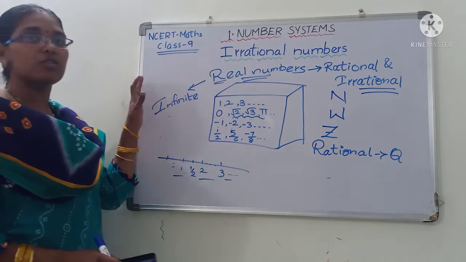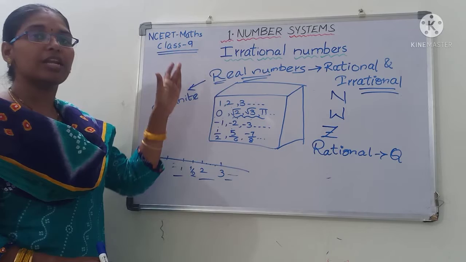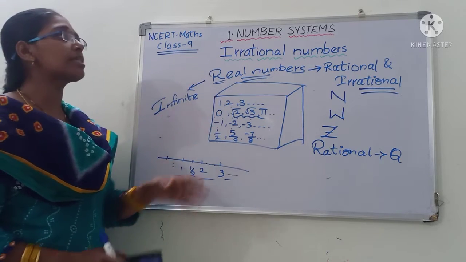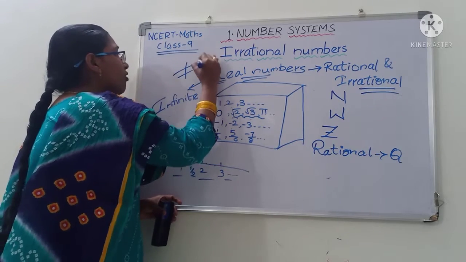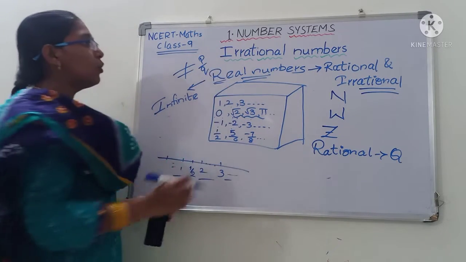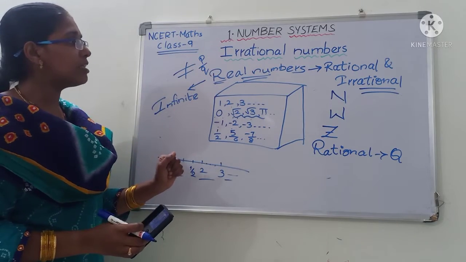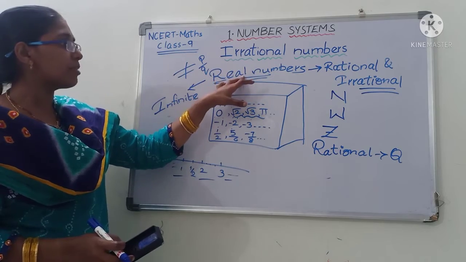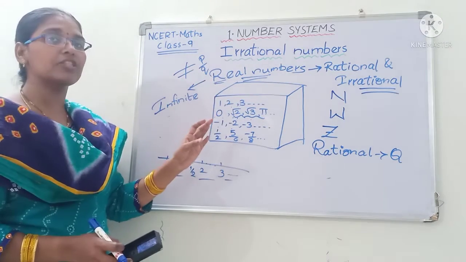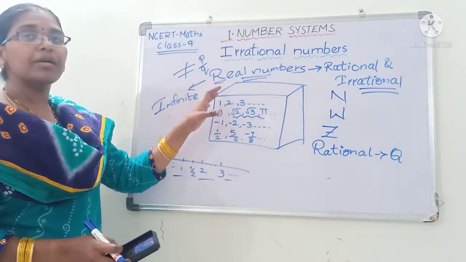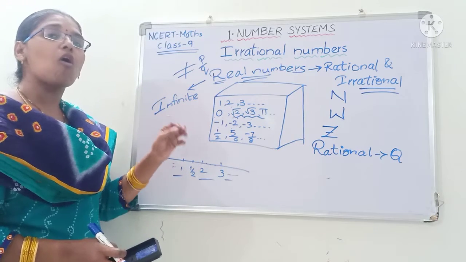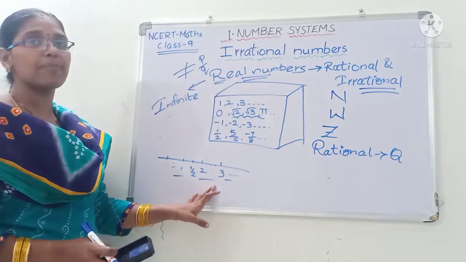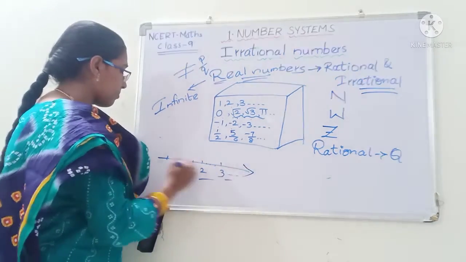So children, now you understood irrational numbers. Irrational numbers are nothing but the opposite of rational numbers. That means irrational numbers cannot be expressed in the form of P by Q. Those are called irrational numbers, and rational numbers and irrational numbers together are called real numbers. All these numbers are infinite, children, and every real number can be represented by a point on the number line.